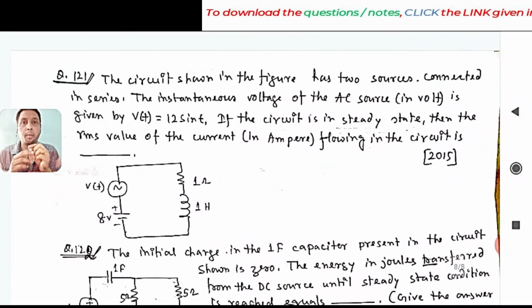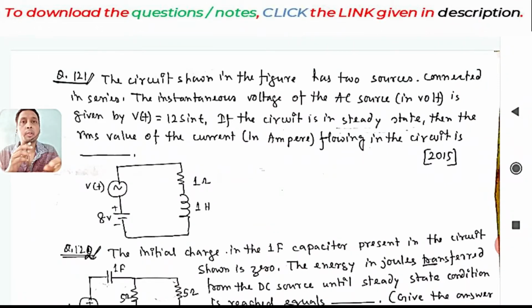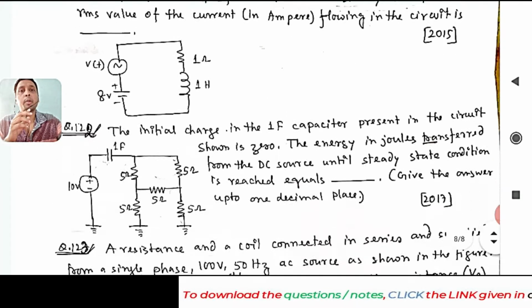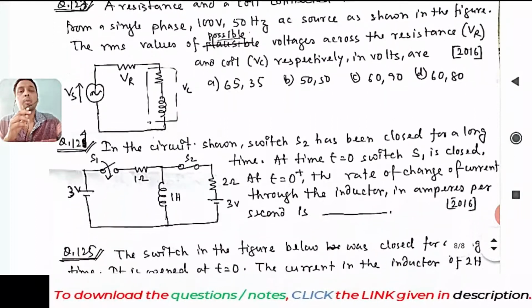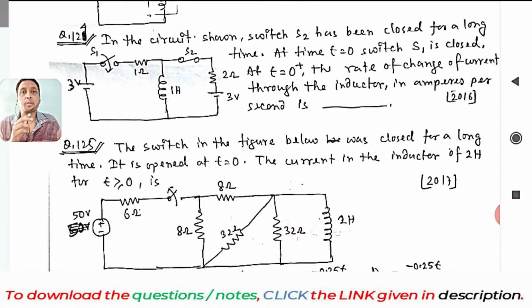Okay students, welcome you all to this new lecture of GATE in electrical circuits. Here we are solving previous year GATE questions. So today we will be taking questions number 1.1 onwards up to question number 1.5. Okay, then let's try to solve these questions.